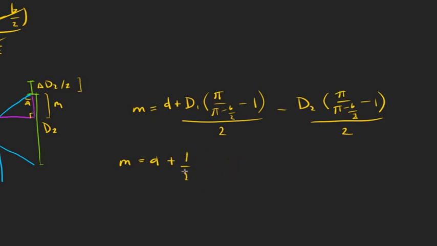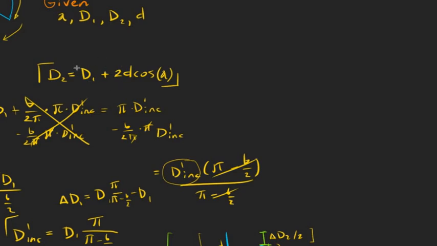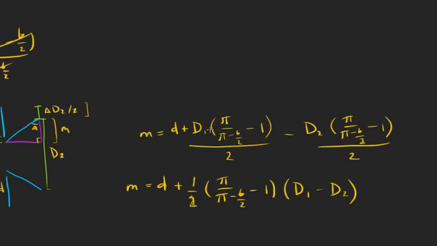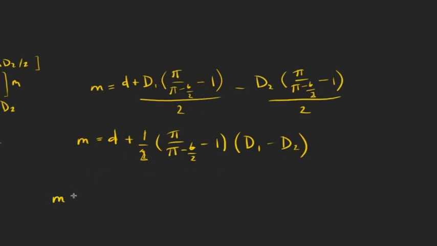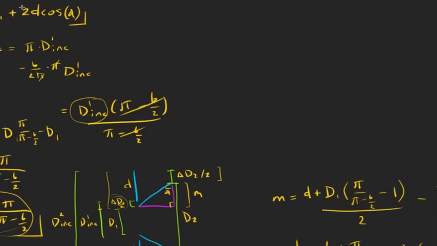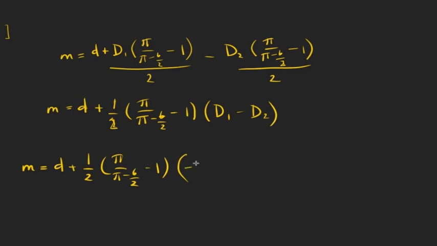Let's factor out not just 1/2 but also pi over pi minus b over 2 minus 1, D1 minus D2. Okay, this looks much better. Now you might say, wait a minute, you know that D2 is equal to D1 plus 2D cosine of A, and you'll be right. Let's rewrite it, and the D1 and D1 here will cancel, and we will be left with negative 2D cosine of A. And this 2 will cancel with this 2.